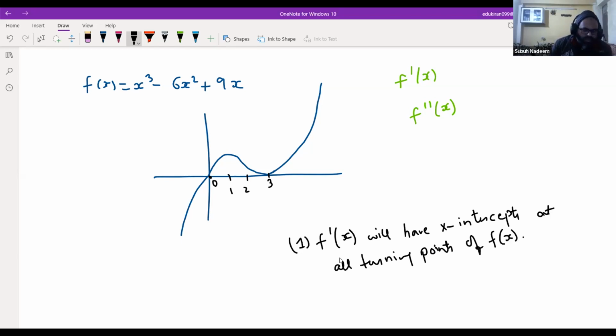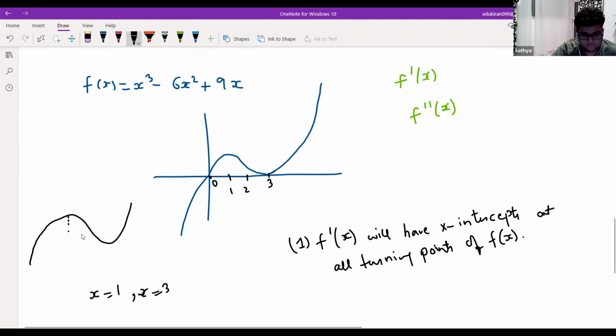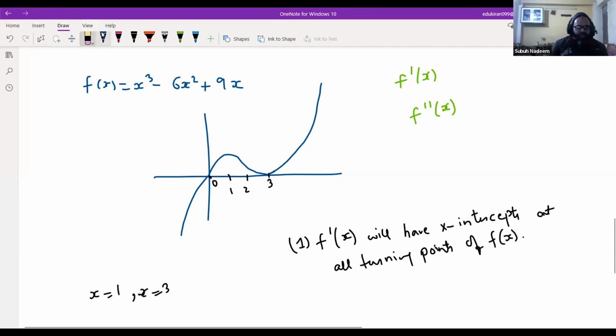So what are the turning points? There are two turning points: x is equal to 1 and x is equal to 3. Can you see this graph getting turned? It is going like this, at 1 it is getting turned, and again at 3 it is getting turned like this. Isn't it so? Yes, sir. So at these 2 points it is getting turned. These are the 2 points where the derivative graph will have x-intercepts. That means it will intersect the x-axis. Okay. So we'll do that.